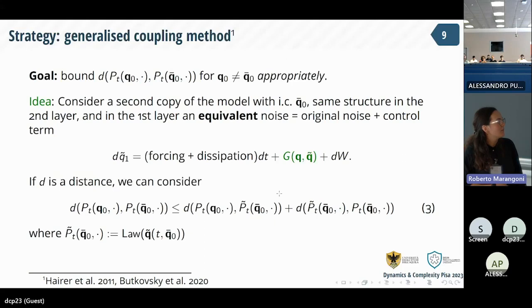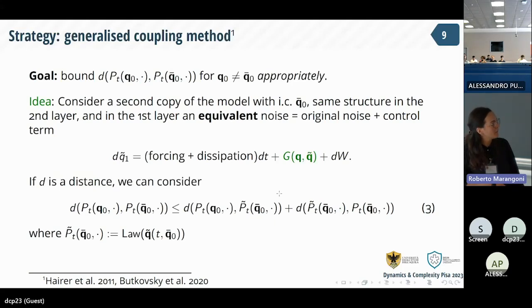Just schematically, we maintain the same equation, and then we have a term G here that would be our control. So now we have this function that we have to find. It seems more complicated, but say if D was a simple distance, which in other cases it's not, so there are some technicalities to overcome. But if D is a distance, then by triangular inequality we can consider this difference. This is what we want to estimate. And here we plug in basically the same transition probabilities, but of this new solution.